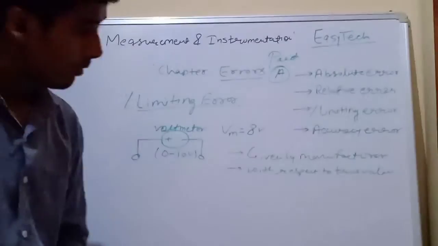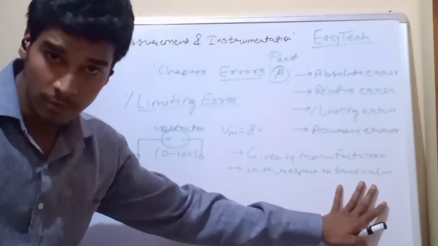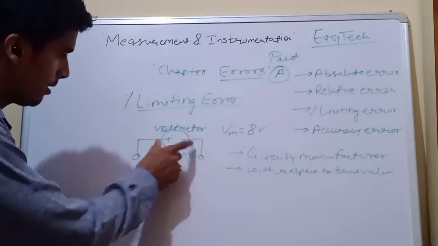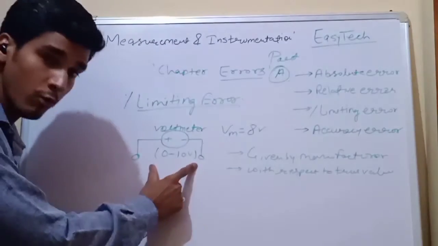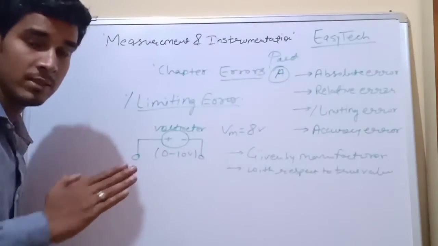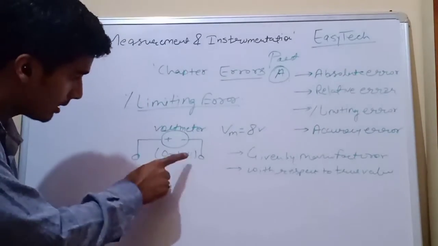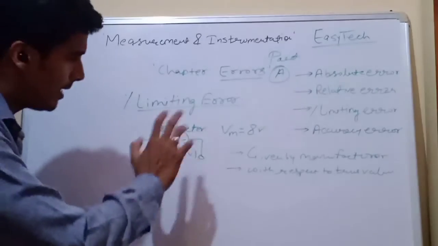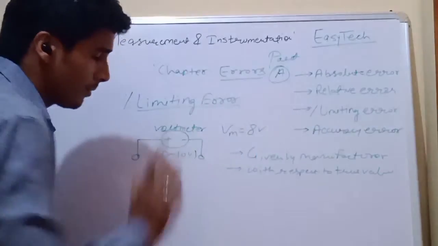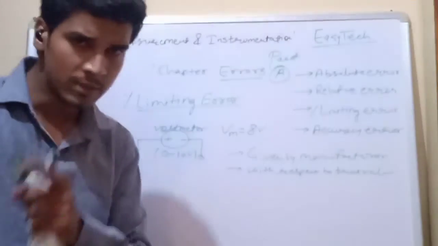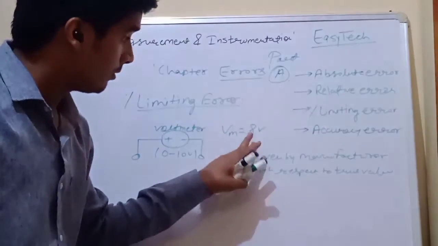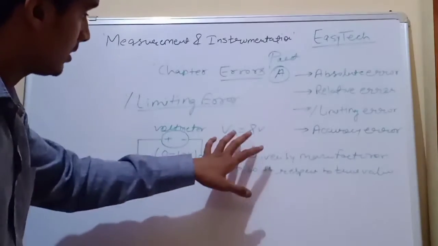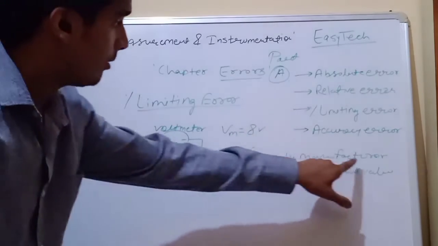Just assume the true value is equal to the measured value, whatever value I have measured from the voltmeter. This is a voltmeter. The range of this voltmeter is 0 to 10 volt. That means the maximum point of this voltmeter is 10 volt, and the minimum is obviously 0 volt because it starts from 0, and the measured value is 8 volt. Just assume whatever measured value you have taken.